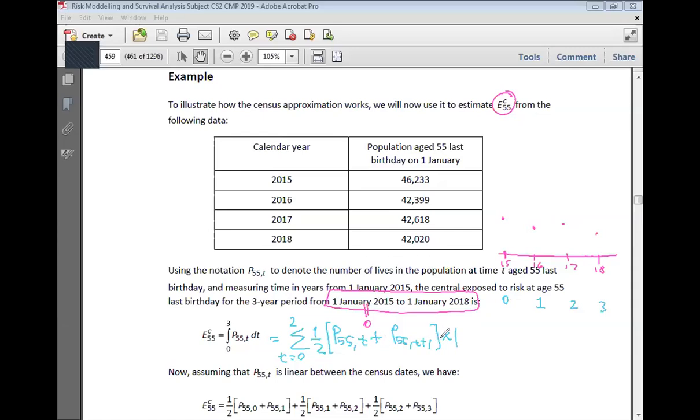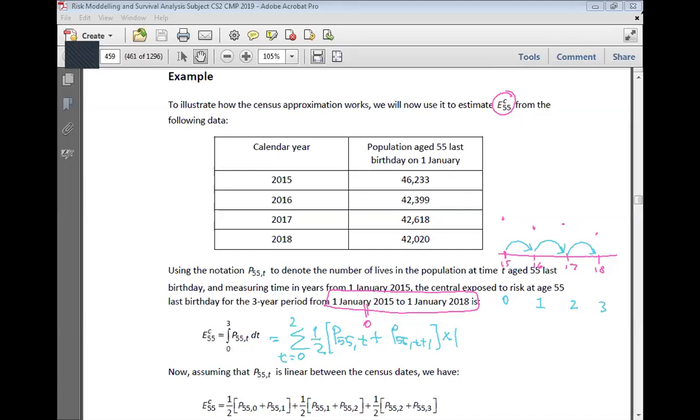Now if I expand this, I get 1 by 2, P55 0 plus P55 1 for t taking the value 0. Then t will take the value 1, and then the value 2. That way you have the first year, second year, and third year. That is why you have 3 terms in the summation. Does this make sense to you guys? Any doubts so far?